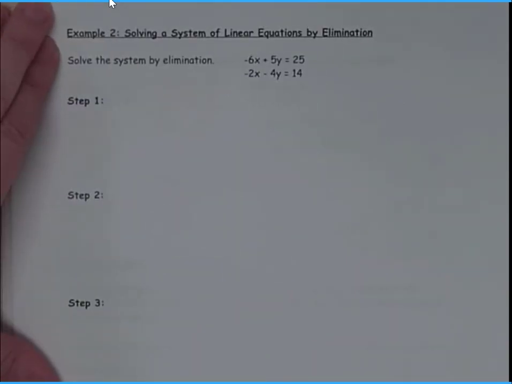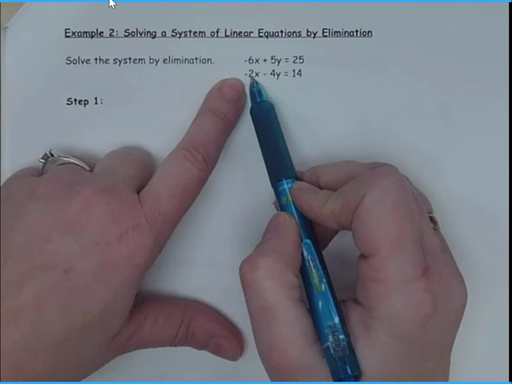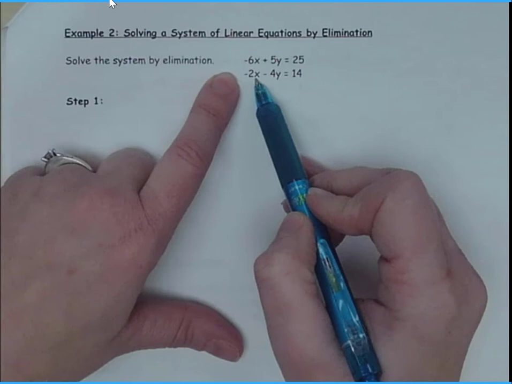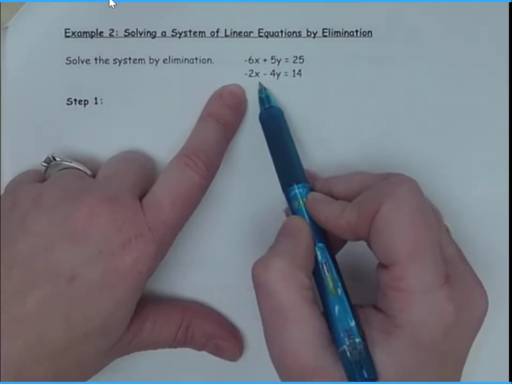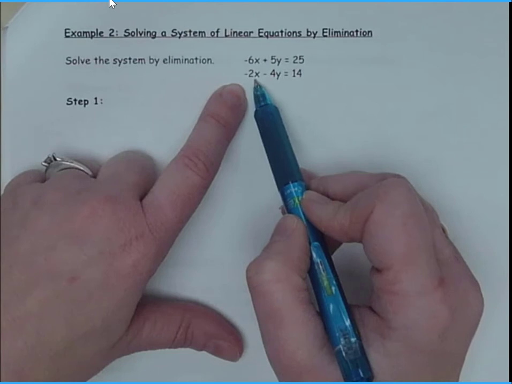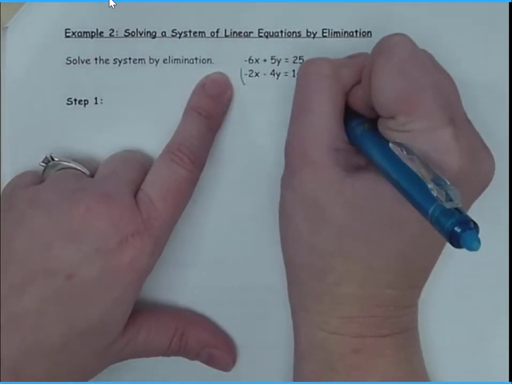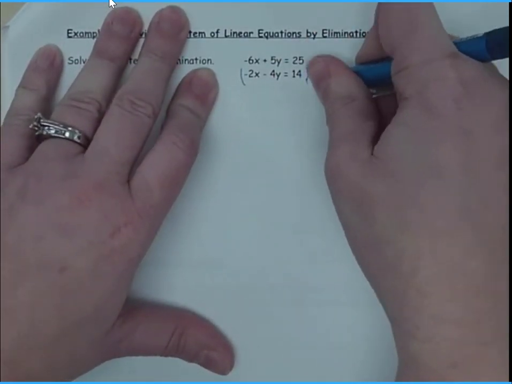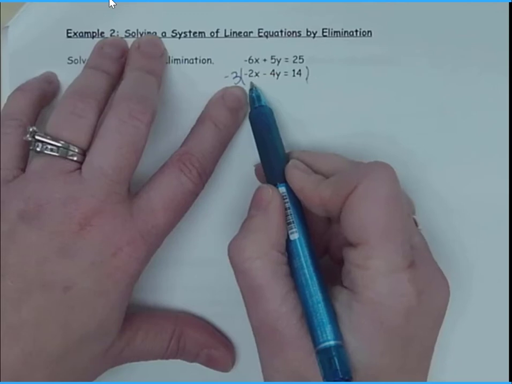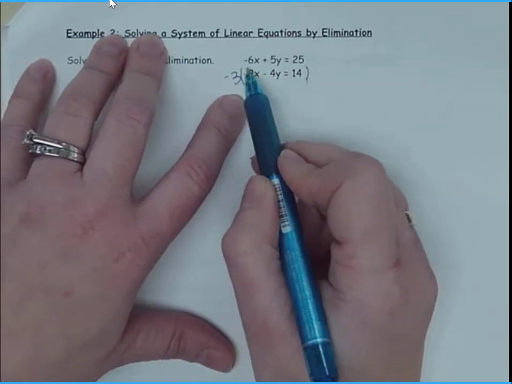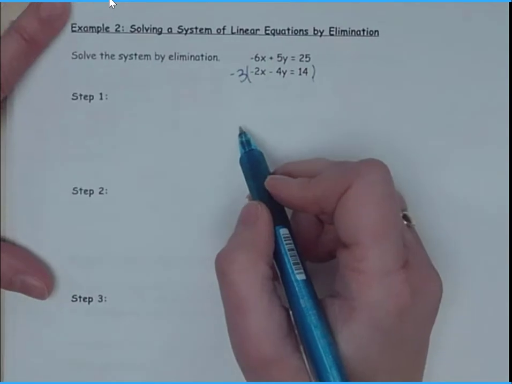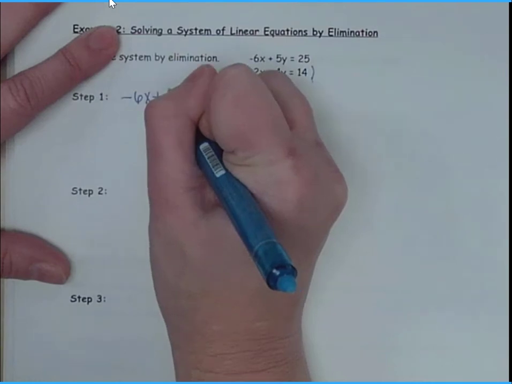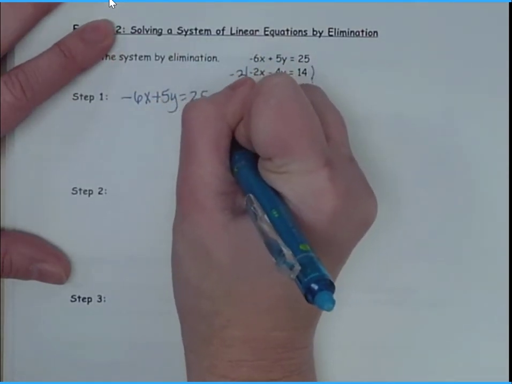So looking at example 2, you notice I don't have any opposites or the same. So what I need to do is figure out what factors and multiples here are going to make my life pretty easy. Well, I notice if I multiply this by -3, maybe if I write it over here, it would make a little bit more sense. If I multiply this by -3, I'm going to end up with a +6, which is opposites. So my step 1, I have -6x plus 5y equals 25.